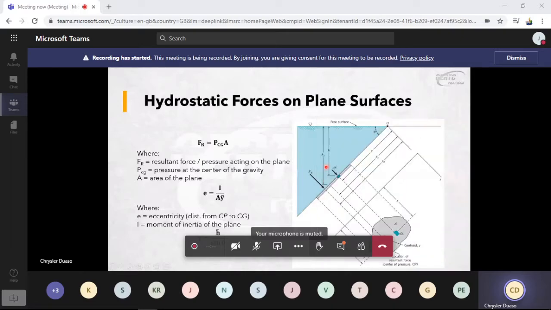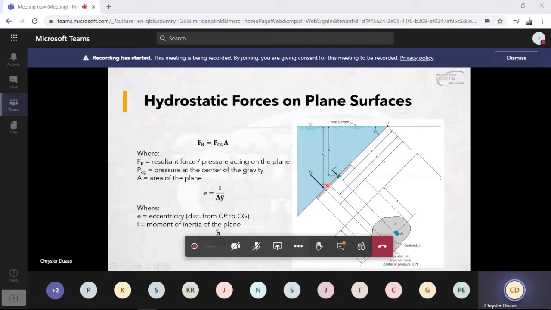Alright? Now, we need also to locate the center of pressure. Now, take note, the center of gravity is different, and the center of pressure is different. Because the center of pressure is actually the location of the force. Center of pressure is the location of the force. Right? Center of pressure is the location of the force. So please take note of that.